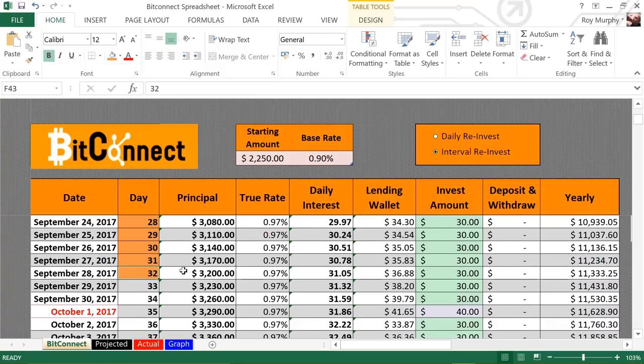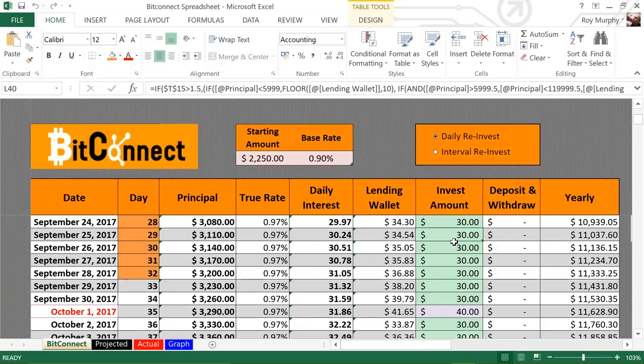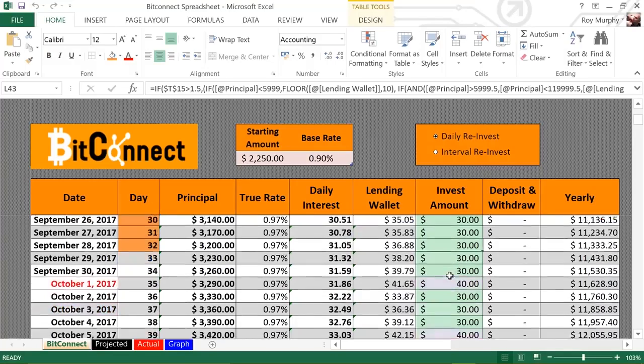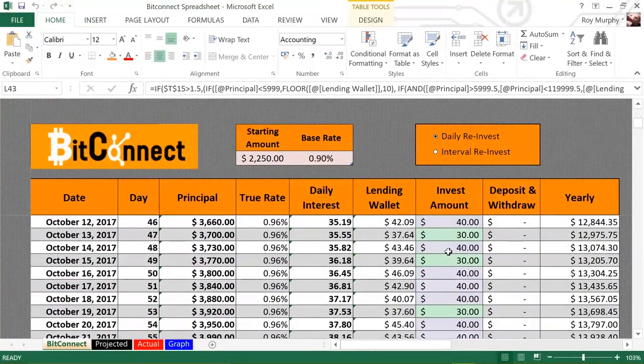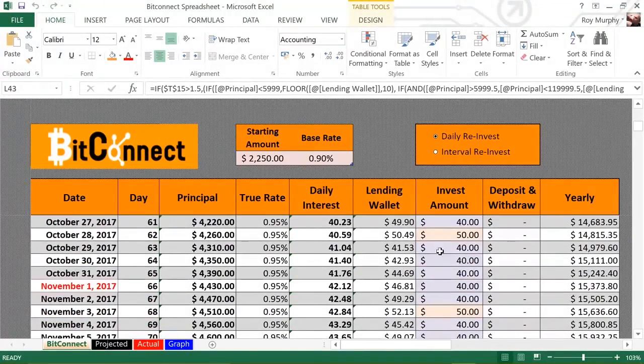So as you can see, there's no other deposits or withdrawals here. But what I do want to do is show you this little ticker here. So if you look down, if I click in daily reinvest, it will tell me the figure here that I need to reinvest every single day as a whole figure, as a whole factor of 10. So I can scroll down, I can see into the future, see everything goes 40, 30, 40, 40, it's starting to go up. And then on day 62 I can invest 50 every single day.